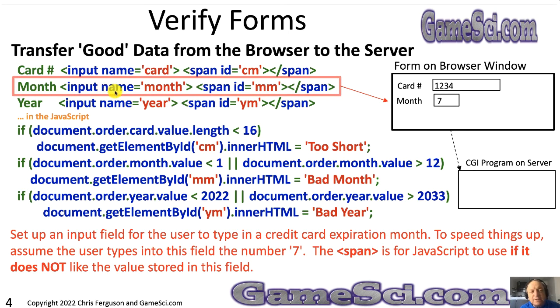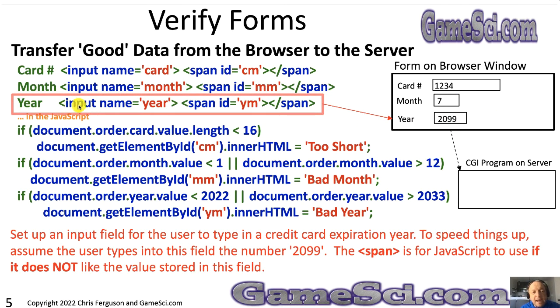Month: input tag name equals month, span ID equals MM. We're going to set up a month field on our form in the browser so the user can enter the month their card expires. To speed things up, assume the user types into this field the number 7. The span is for JavaScript to use if it does not like the value stored in this field, and you'll notice the span is right next to that input box.